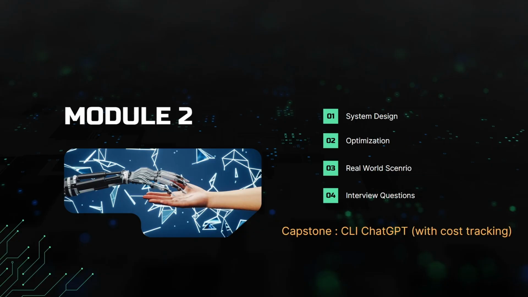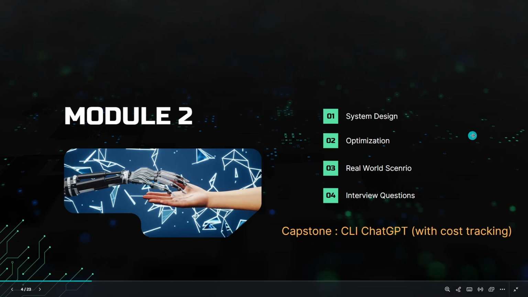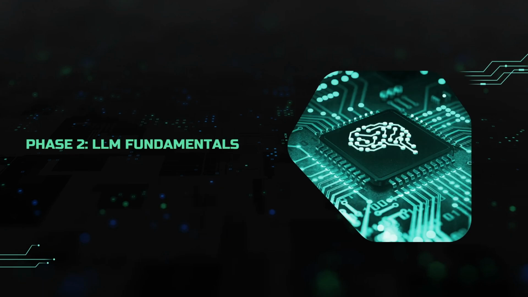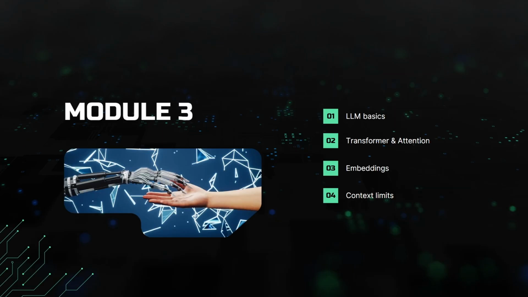Then in module 2, we are going with system design, optimization, real world scenario and interview questions. And after that, for phase 1, we are doing a capstone project, that is a CLI ChatGPT with cost tracking, because you will track the cost, how much each prompt is costing you, so that you can think like an experienced AI engineer.